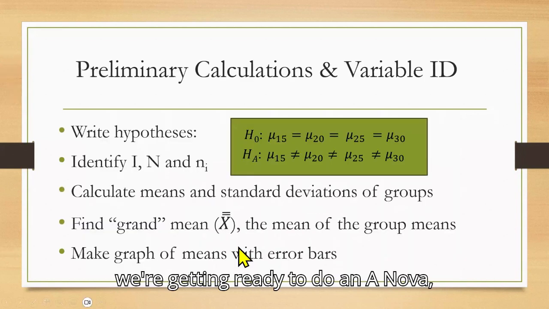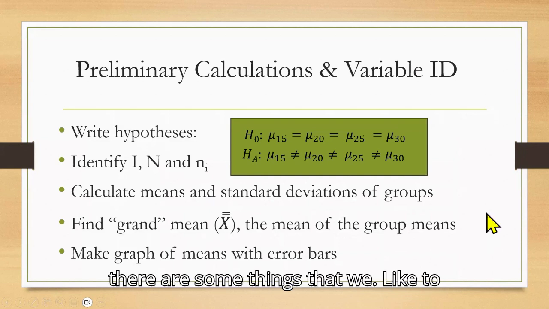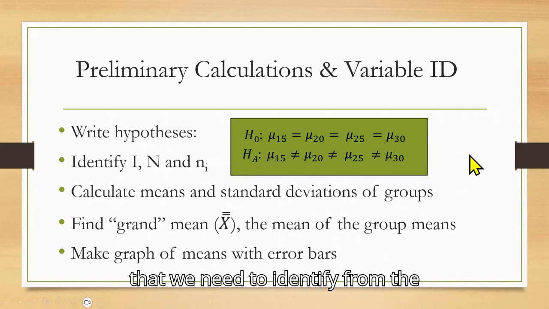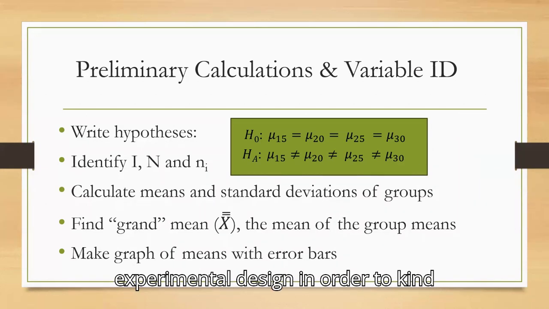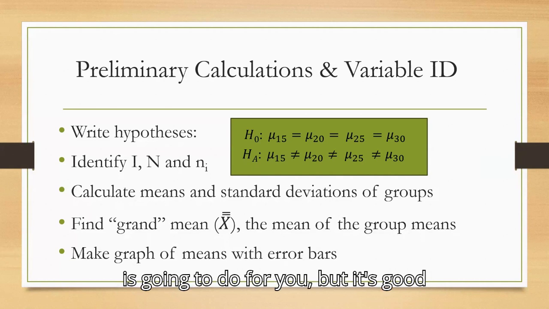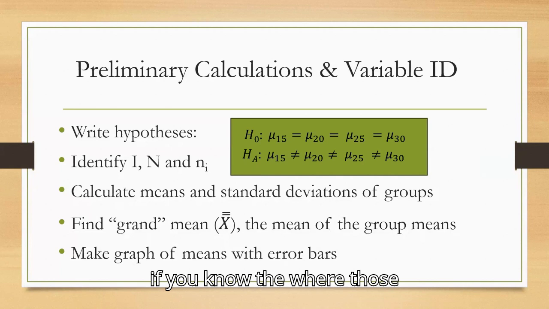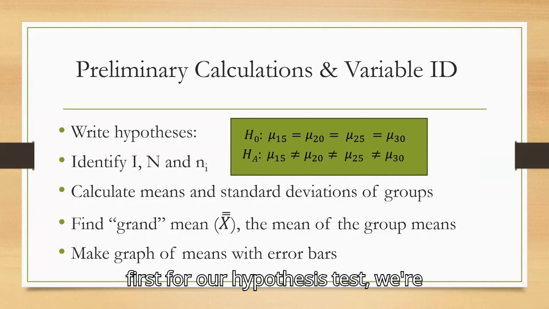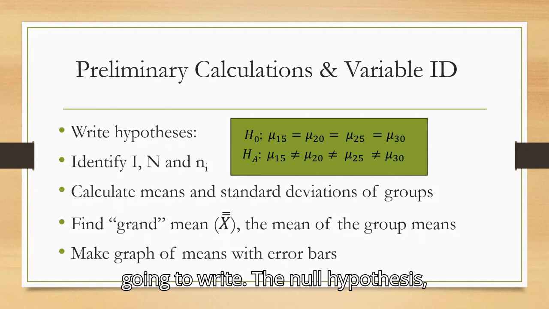All right, we're getting ready to do an ANOVA. There are some things that we like to use as summary statistics and things that we need to identify from the experimental design in order to set up how we're going to do the analysis. Some of these things software is going to do for you, but it's good if you know where those numbers are coming from.